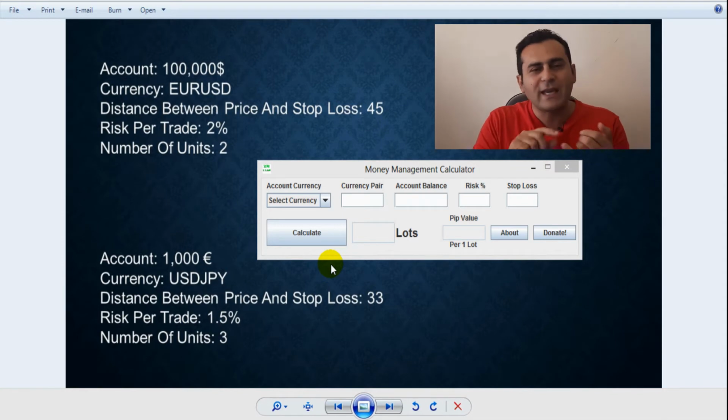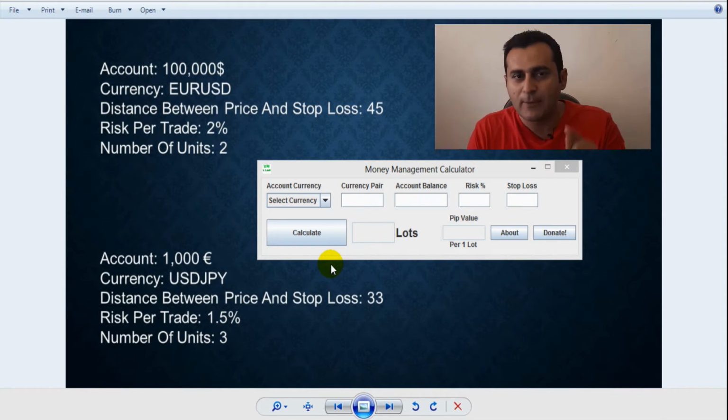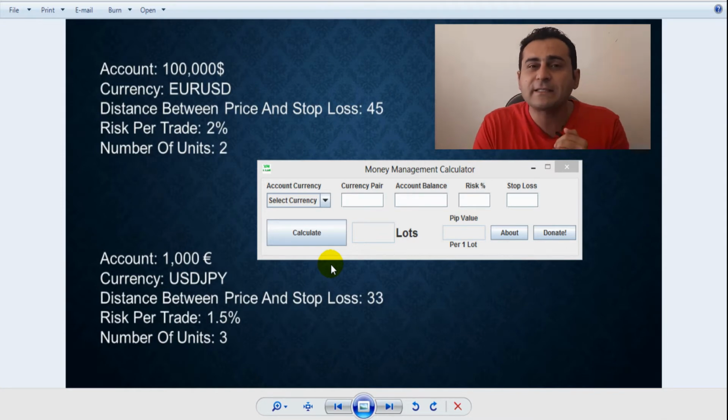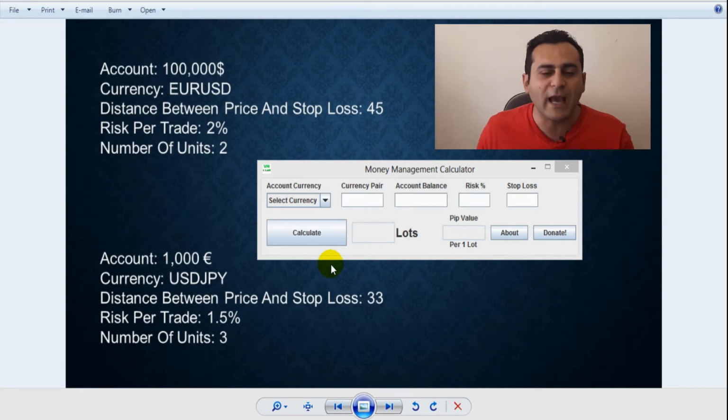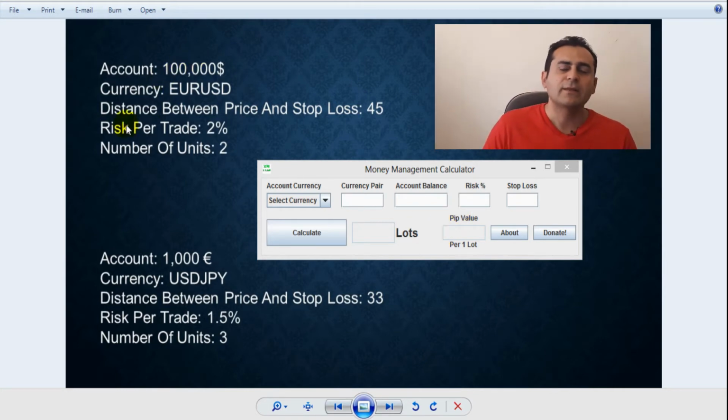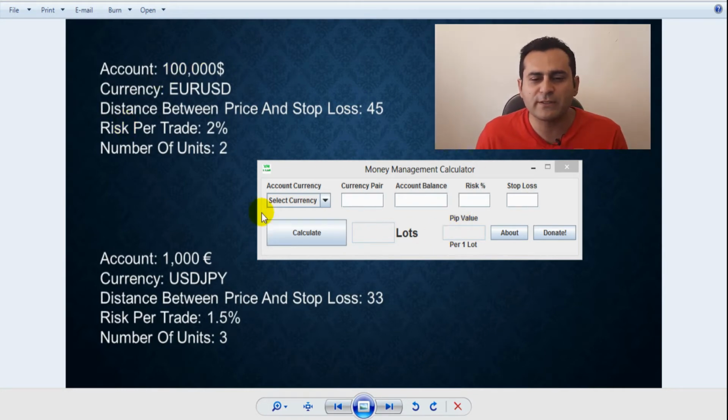Okay? You should calculate your lot size for every single trade. Please pay attention. Fixed lot size is not correct, but fixed risk is correct. So you should calculate your lot size with this money management. It's very easy. We have 2 examples, and I will show you how to fill in this software and calculate the lot size for each example.